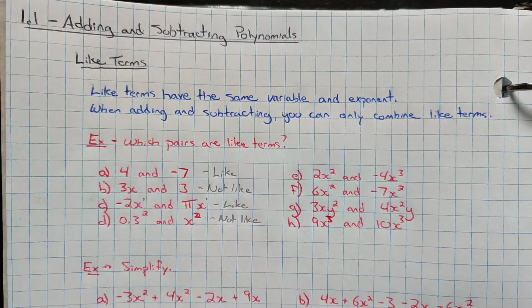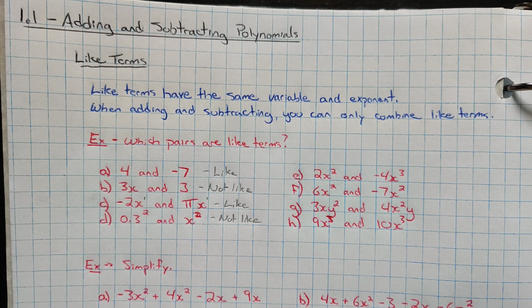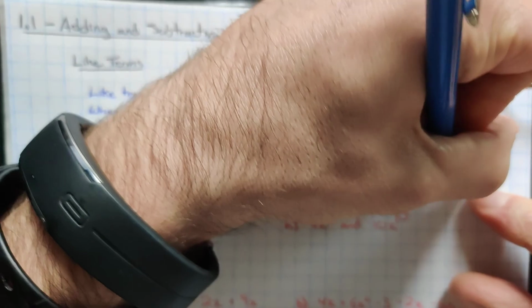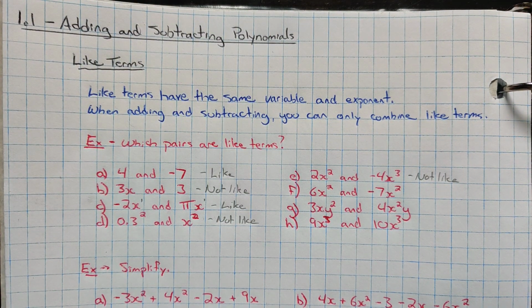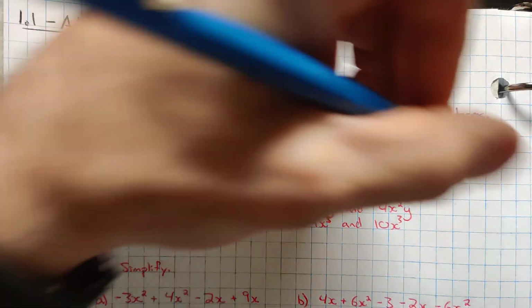In the next example, 2x squared and negative 4x cubed. The x squared and the x cubed are different. They are the same variable of x, but they don't contain the same exponent. Thus, they are not like terms. In the next case, we have 6x squared and negative 7x squared. In both cases, they have an x squared. They would be like terms.